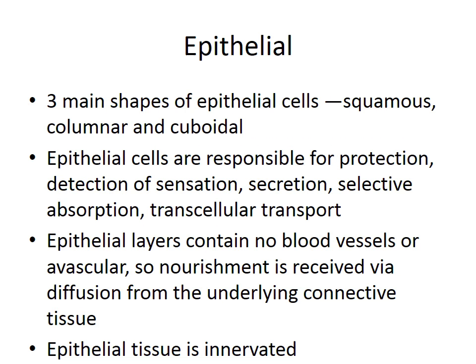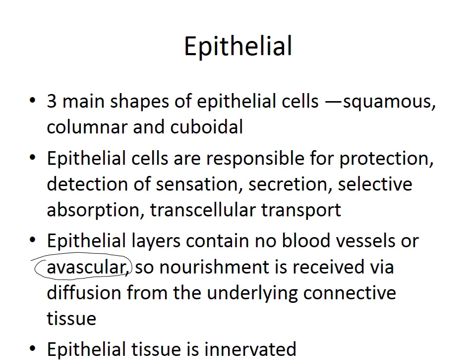So there are three main types of epithelial cells. They can either look squamous, which is nice and squat and flat, columnar, which means looking like a column, or cuboidal, which means they look like a cube. And epithelial cells are responsible for protection, again, and detection of sensation, secretion, selective absorption, transcellular transport. But the important thing is they actually don't contain blood vessels, which means, instead of saying no blood vessels, we should just use the term avascular. So epithelial layers are avascular.